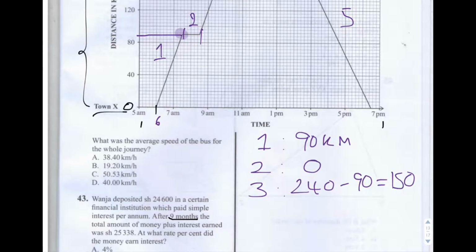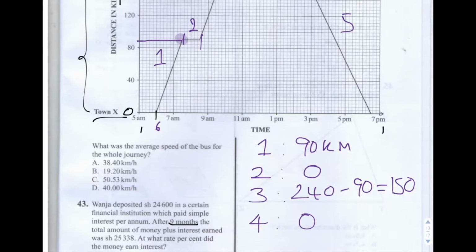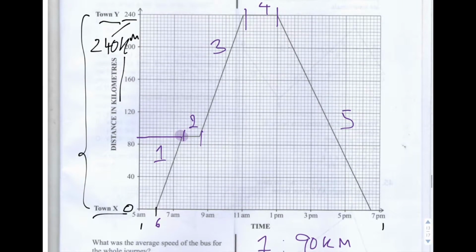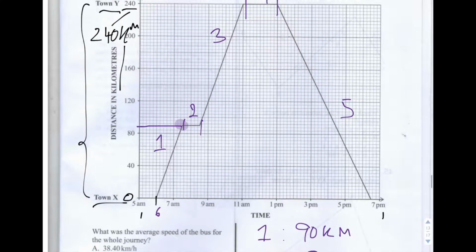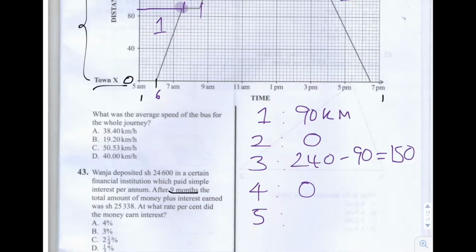How about in part 4? In part 4, the driver is stationary. We have a horizontal line the same as in part 2, so the driver covers 0 kilometers. In part 5, the driver goes all the way from town Y to town X, and we know that the distance between town Y and town X is 240 kilometers. So the driver covers 240 kilometers in part 5 of the journey.